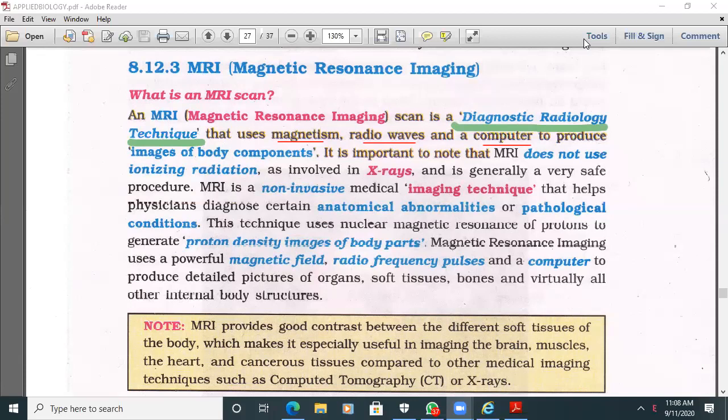So what is the outcome? We'll get images of body components. So magnetic resonance imaging requires magnetism, radio waves, and a computer.